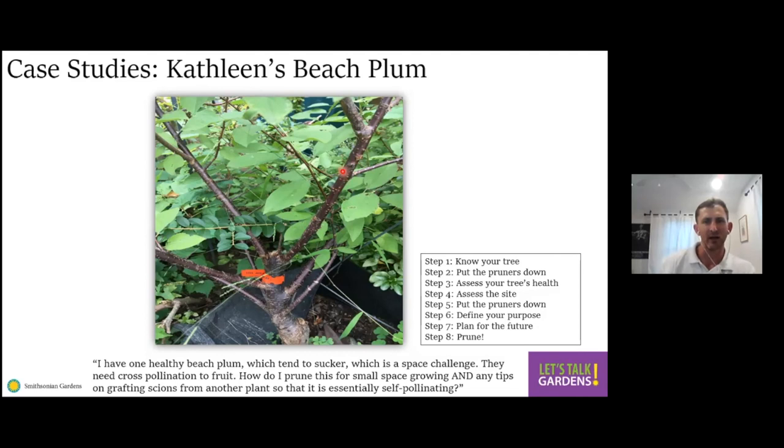As far as several strategies to prune that, I think you mentioned it here, it tends to sucker quite a bit. You get a lot of water sprouts off the lower branches, like a lot of fruit trees do. So you can prune a lot of those out just to keep the tree looking nice.